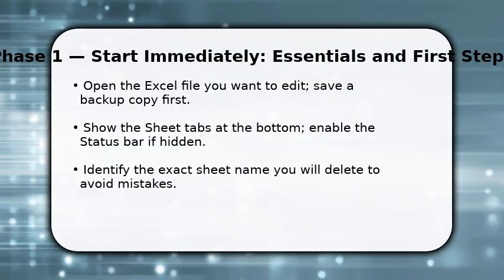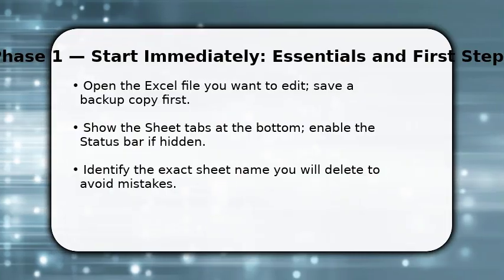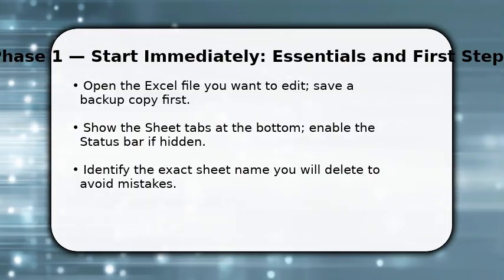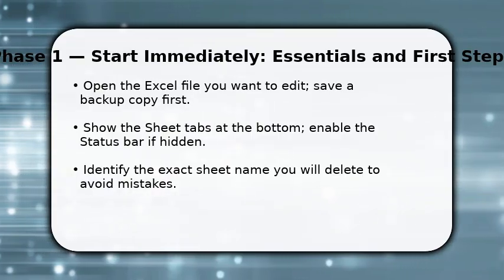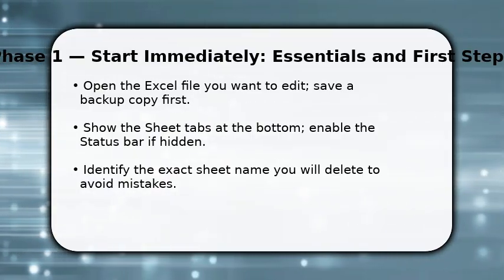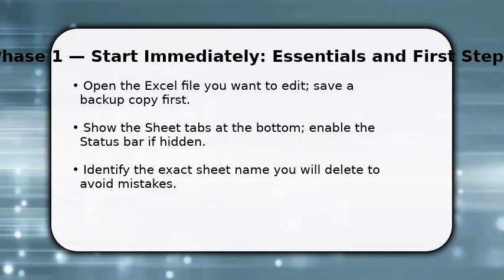You have the workbook open and a backup saved, so you can act confidently. First, locate the sheet tabs along the bottom and confirm the sheet name you intend to remove. Once done, right-click that tab to reveal options. This is where you start the deletion.